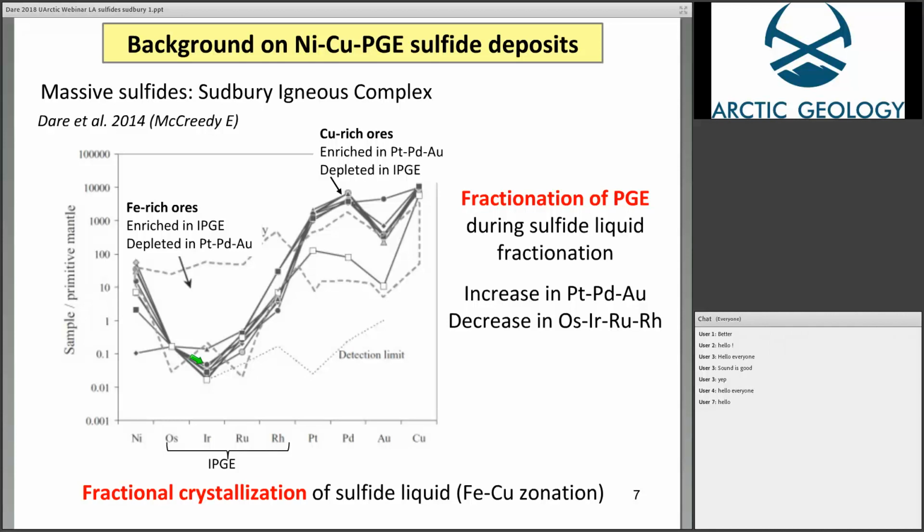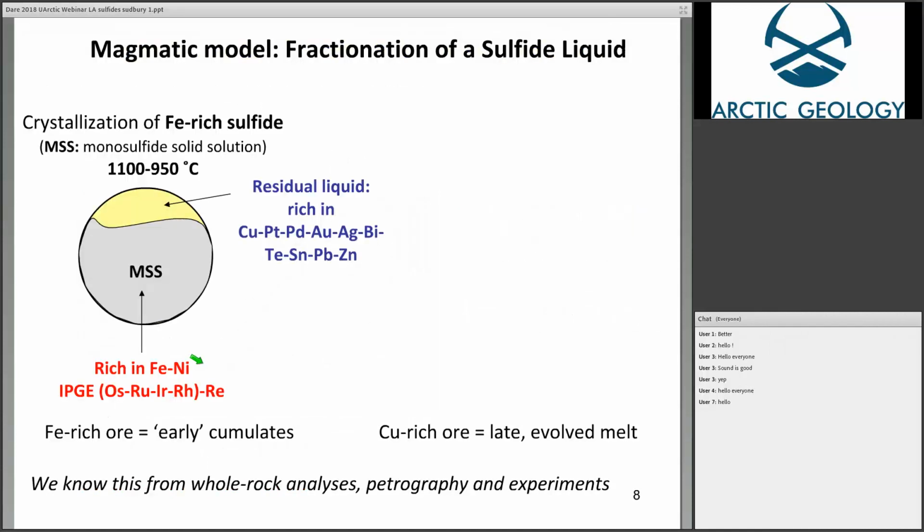They're the IPGE. So you can see that the IPGEs decrease during fractionation and the platinum and palladium increase in the copper-rich ores. So we know that's well established. We know that just from doing whole rock. So numerous studies based on experiments, whole rock, now starting off with the laser ablation studies, we all agree on a magmatic model that explains this fractionation of the PGE in sulfide system due to fractionation of the sulfide liquid. So I will explain this model.